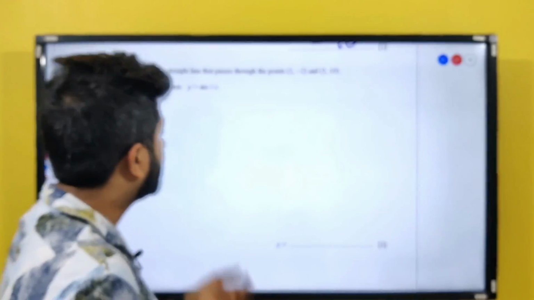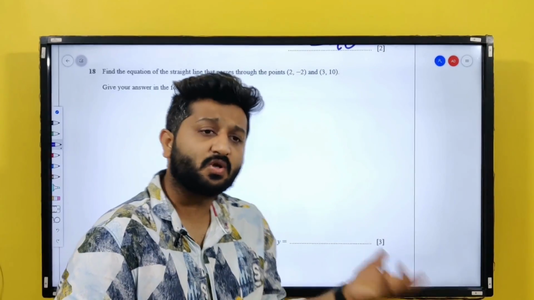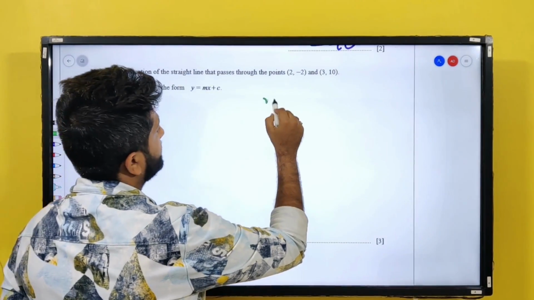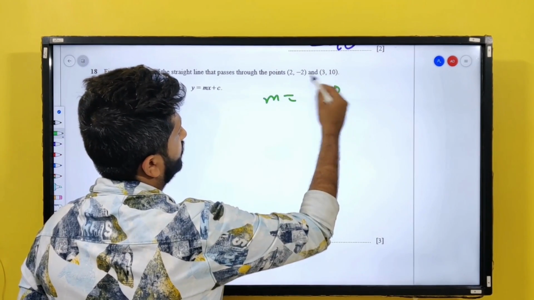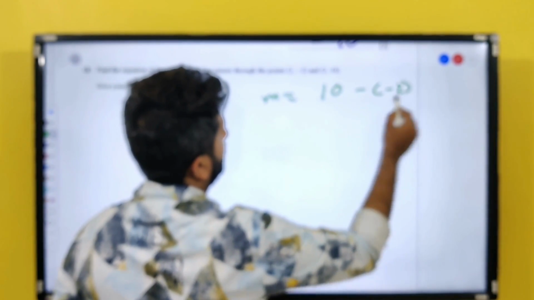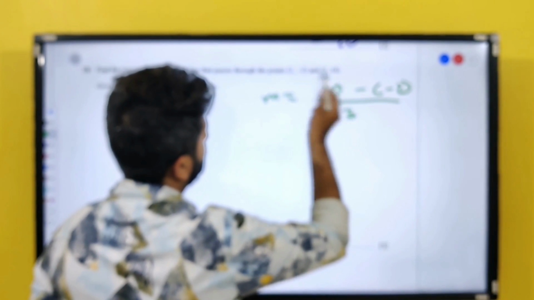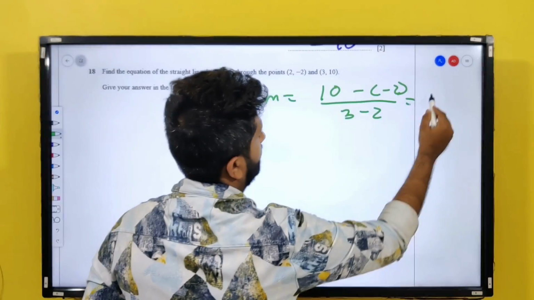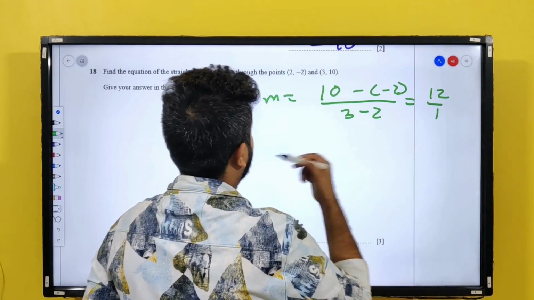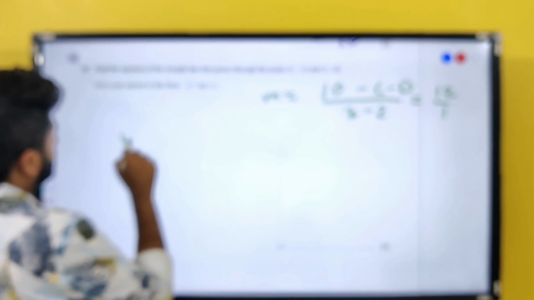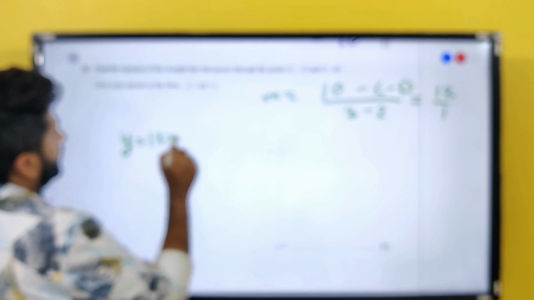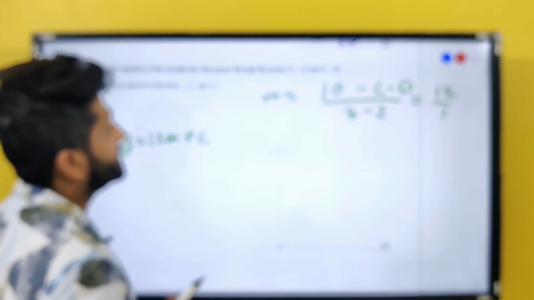Give your answer in the form y equals mx plus c. Okay, m is your gradient and c is your y-intercept. So first, let us find out the gradient. My gradient is (y2 minus y1) upon (x2 minus x1), so 12 upon 1. My gradient is 12. So my equation is y equals 12x plus c.